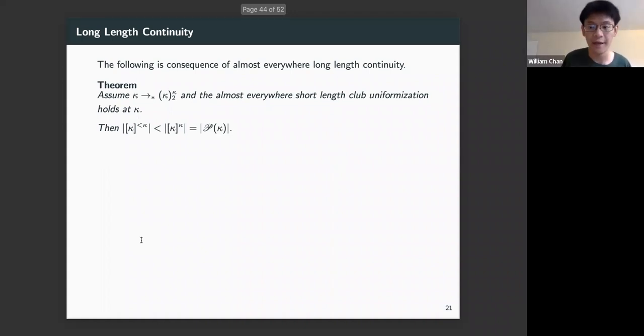Let me just point out that this is actually not the most efficient way to prove this result. You can actually prove it from the strong partition property itself. There are also certain kinds of arguments using constructibility to prove this as well.